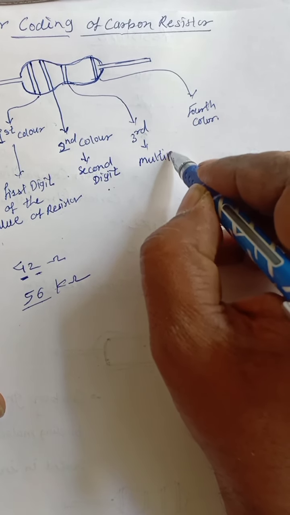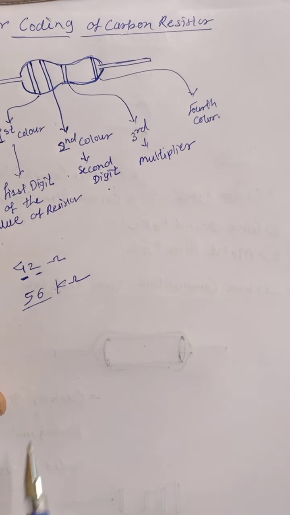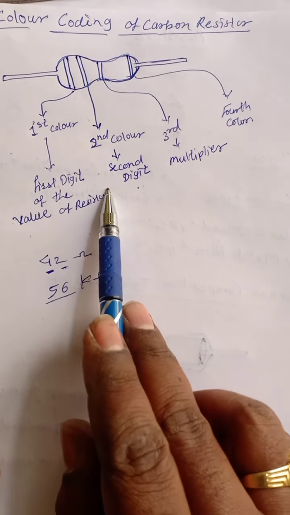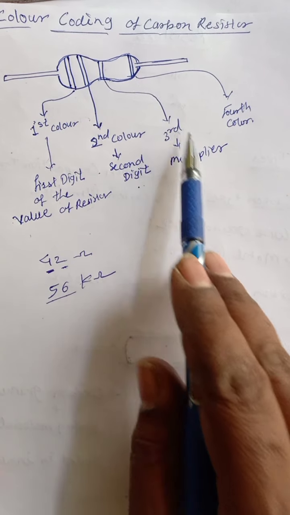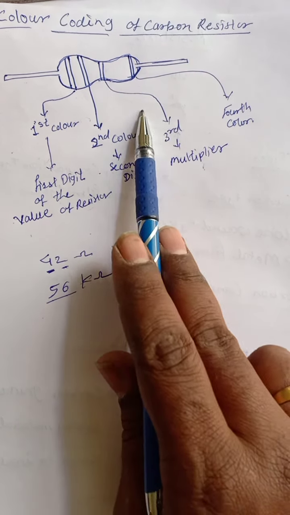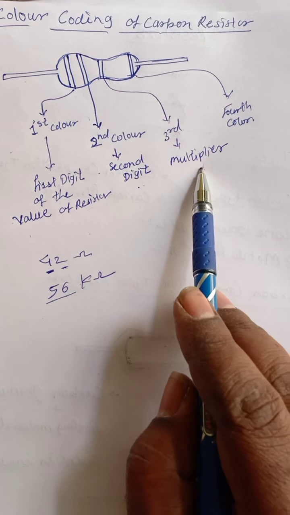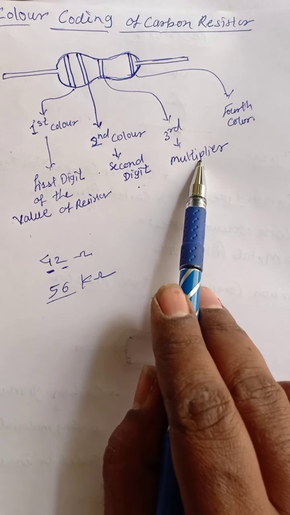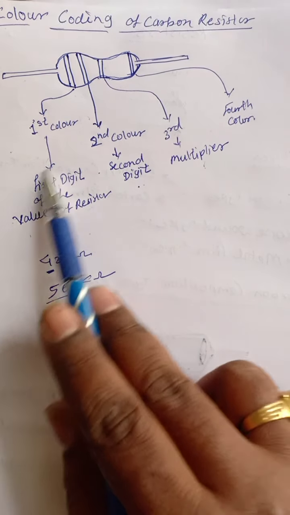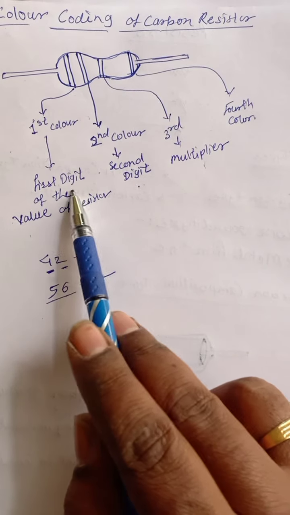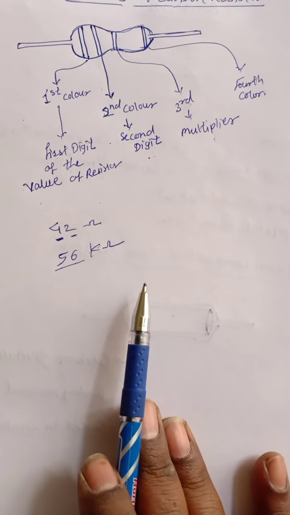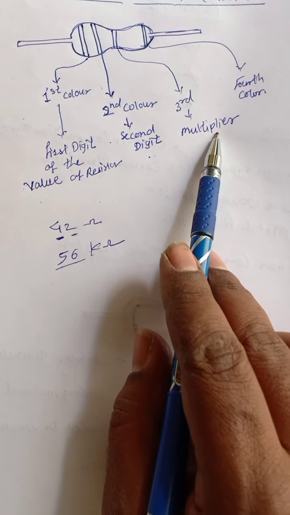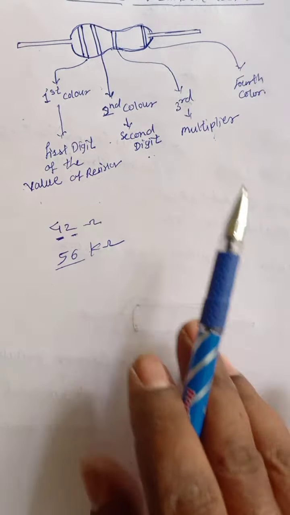Multiplier. That means whatever number is represented by the first two color bands is multiplied by the value of the third band, which is called the multiplier. Whatever the third color band indicates is multiplied by the value indicated by the first and second color bands.